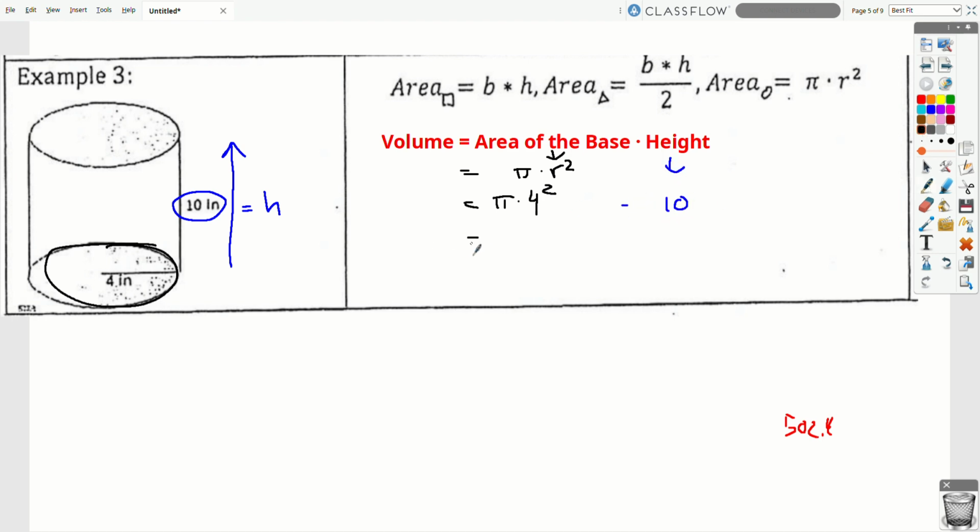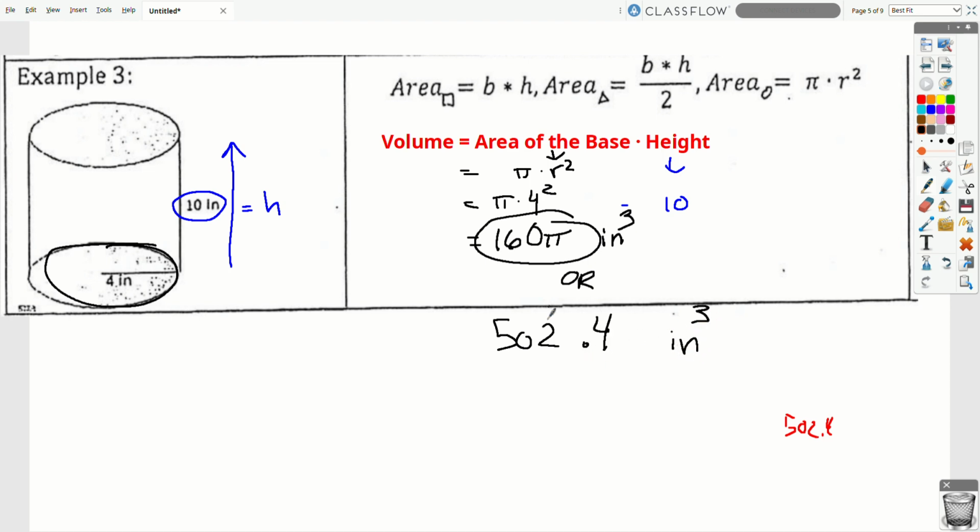So we multiply all these through. 4 squared is 16, multiplied by 10 is 160 pi inches cubed, or we can use 3.14. 160 multiplied by 3.14 is 502.4 inches cubed.